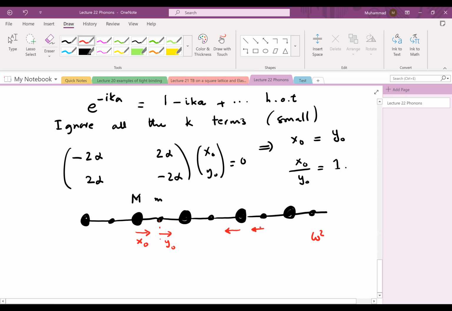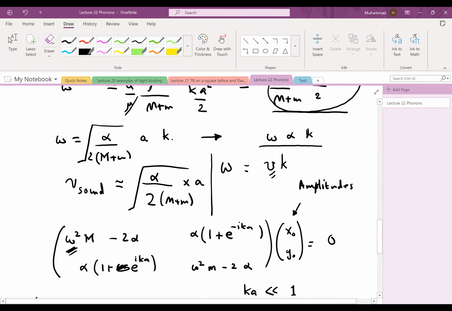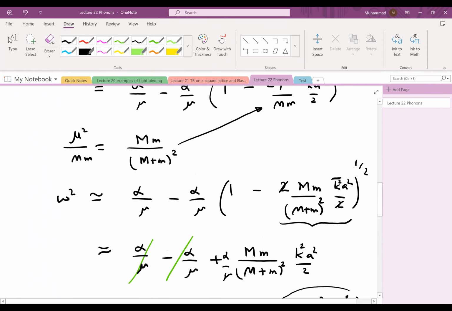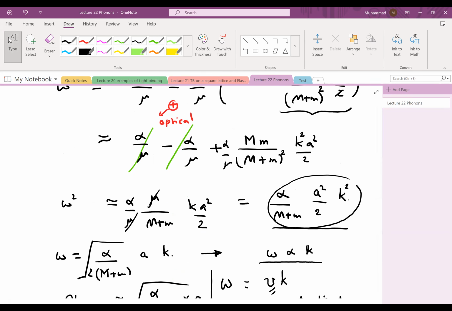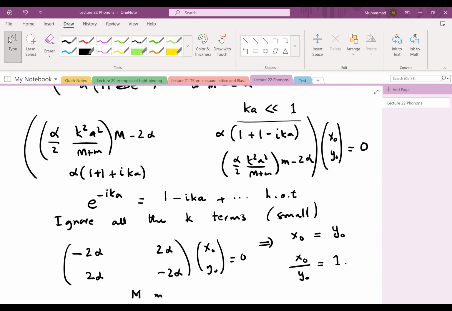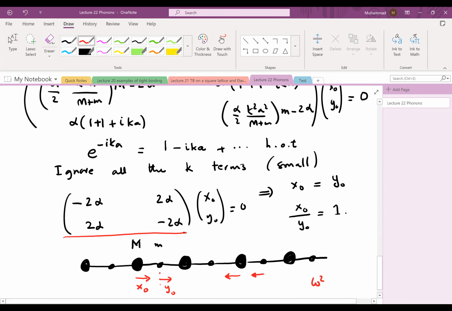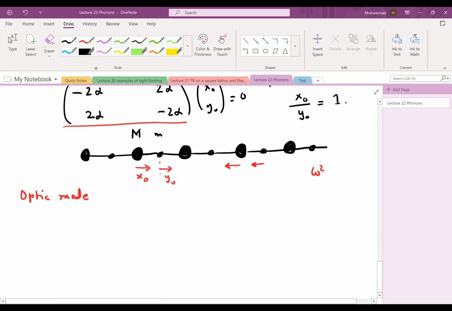So this is characteristic of the acoustic mode at k values close to zero. Likewise, if I were to repeat this for the optic mode, I would simply need to take the positive sign over here. I'll replace this with the positive sign for the optical mode. I will get a similar result, and I'll find that for the optical mode, if I look at the modified approximate characteristic equation, x naught over y naught equals -1.